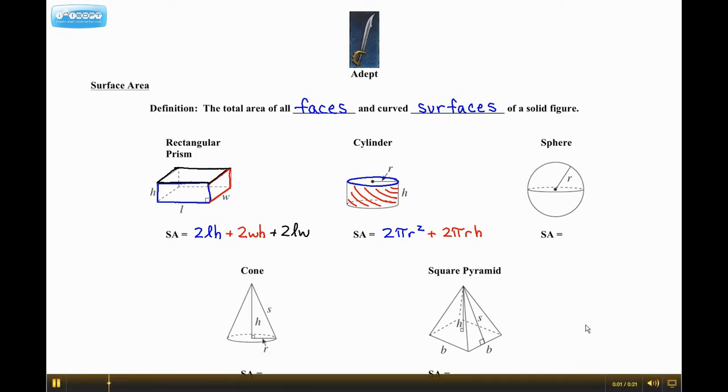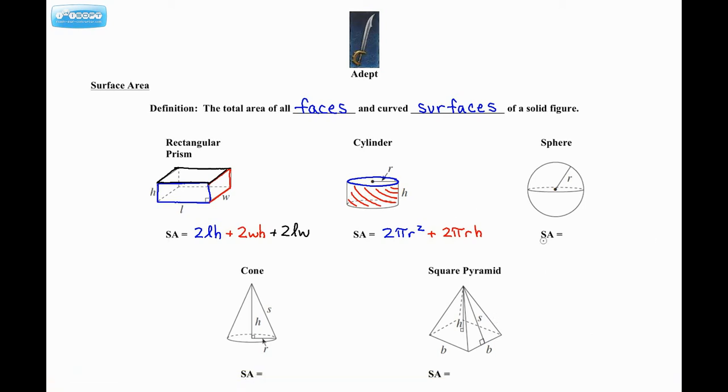Next we have a sphere, just a ball. What is the surface area of that? Well, we have a radius. The surface area is given by 4 times pi times the radius squared. That'll give you the surface area of a sphere.